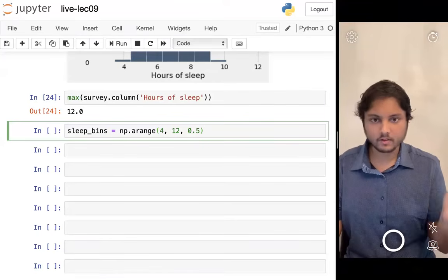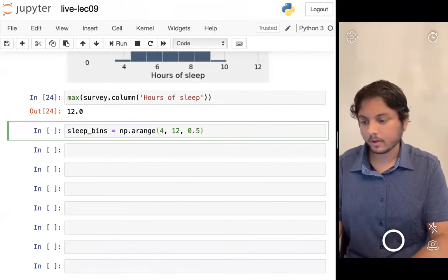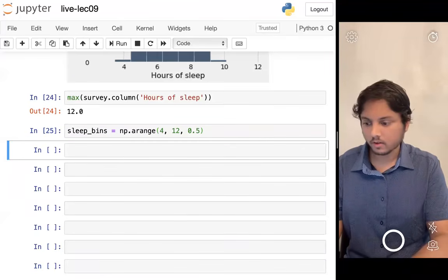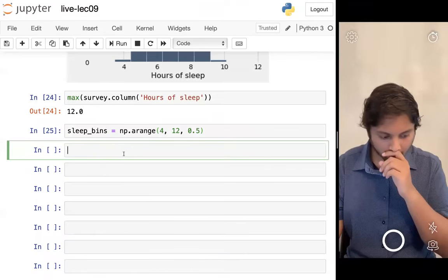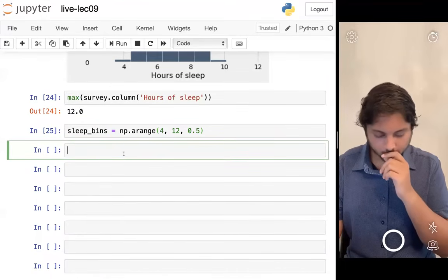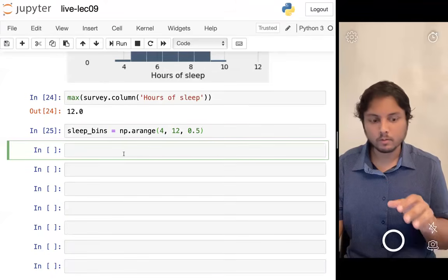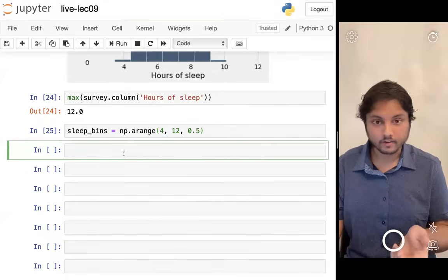So increments of like half hour, because you were allowed to say like 7.5 and 8 in your responses. So we'll make that our sleep bins. And then what I want to do is look at a histogram of the sleep for people who put their right leg in first.